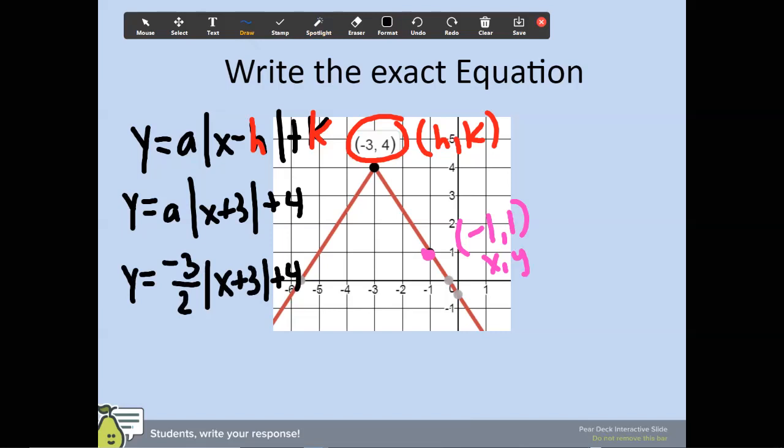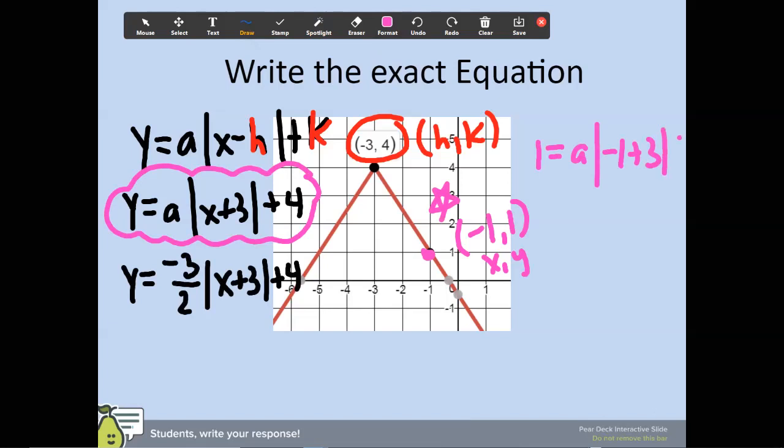If you don't feel comfortable with that, that's fine. You can take this equation that we got, and you're going to be putting in your -1, 1. So I will do that over here in pink. So I'm going to go 1 is equal to a absolute value of -1 plus 3 plus 4. Again, I'm just putting in my x and y, the -1, 1, in place of my x and y. So I'm going to get 1 is equal to, and here I'm going to get the absolute value of 2. Here, let me put my a. So this right here is going to be a 2, and the absolute value of 2 is 2. So I am going to write it as 2a plus 4.